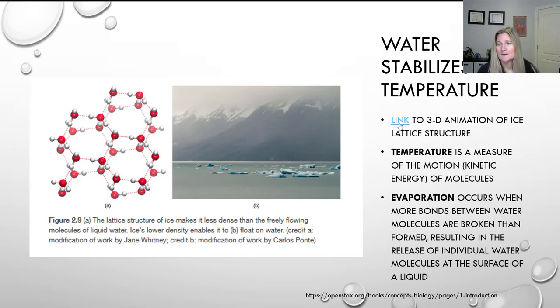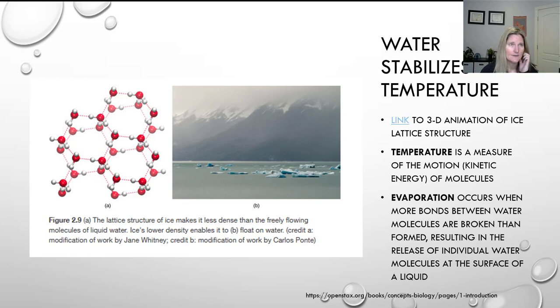And this allows the unique ability of the solid form of water to be less dense than the liquid form of water. And that explains why ice floats. So if you have a cup of water and you put some ice cubes in there, the ice will be at the top, floating. So that allows that ice to float on top.